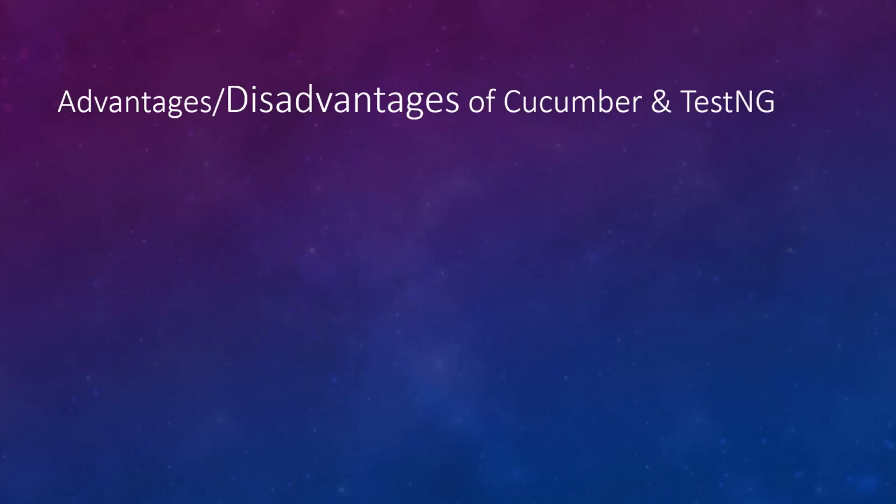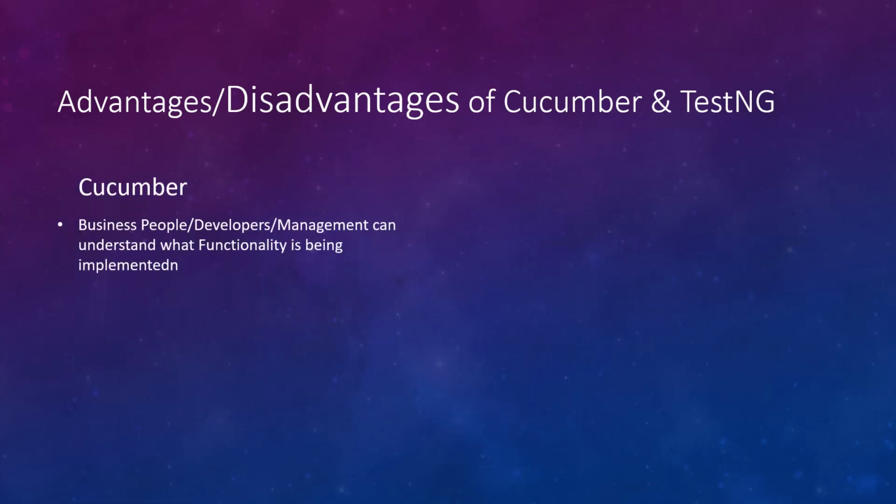Let's see the advantages and disadvantages of Cucumber and TestNG. Yeah, as I said, business people, developers or management or anyone will be able to understand this, because you will be having a front facing Gherkin language in English language, so everyone will be able to understand this. And we can run features or scenarios from the runner class with various options. So if we have scenarios or feature files, we'll have to execute that, right? So we can execute that from the runner class.